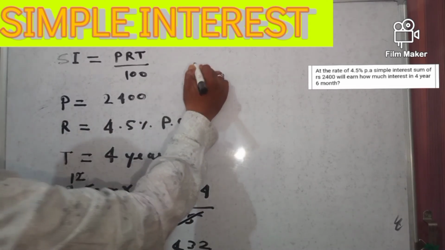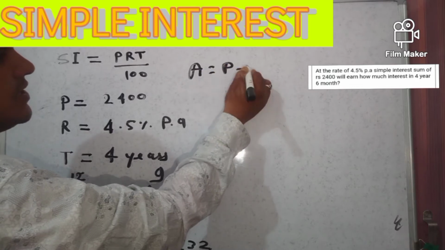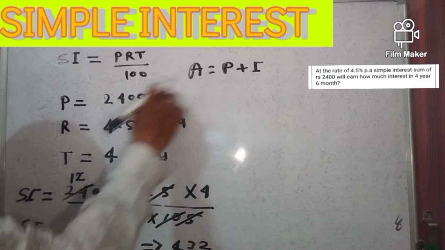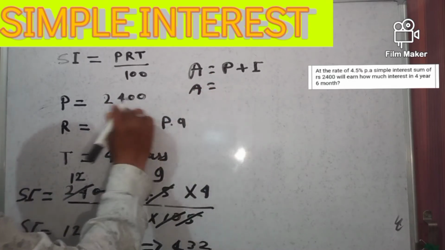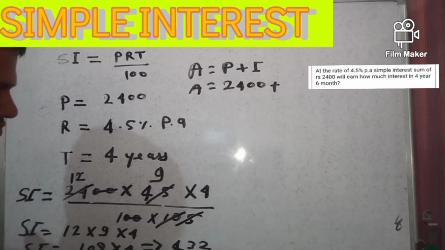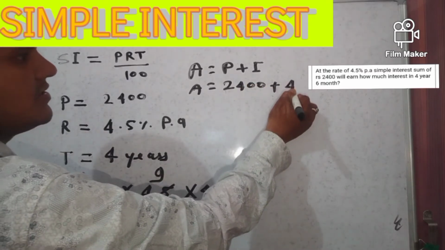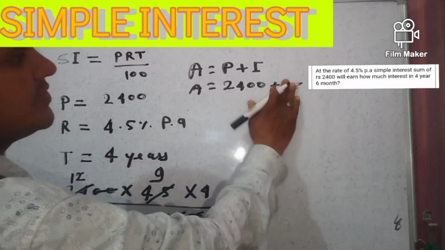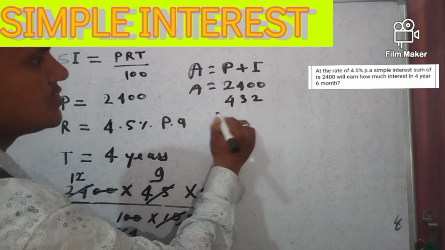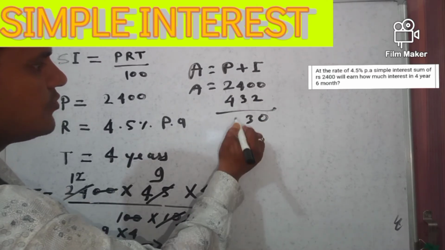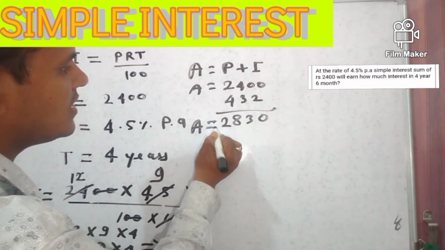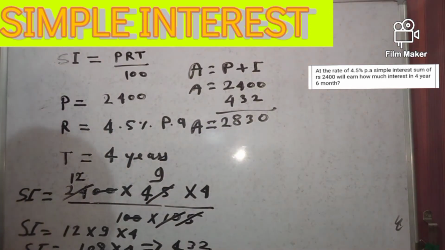432. So amount will be principal plus interest. What is amount? What is principal? Principal is 2400 plus simple interest is 432. So keep here 432. 1 minute. 432. So 0 3 4 4 8 and 2. So amount is equal to 2830.